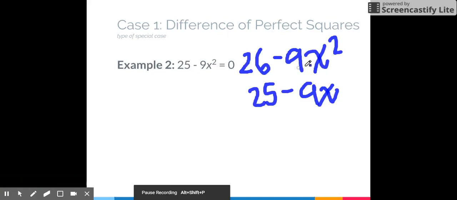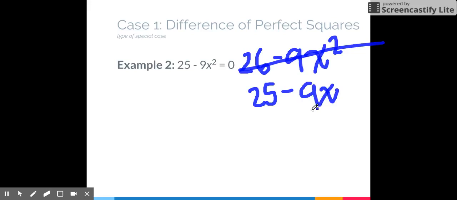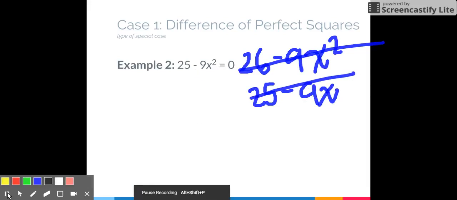Note that if you had something like 26 minus 9x squared, you couldn't use it because 26 is not a perfect square. And then if you had 25 minus 9x, you couldn't use it because 9x isn't a perfect square, because x times x would give you this x squared. So we can't use that either.